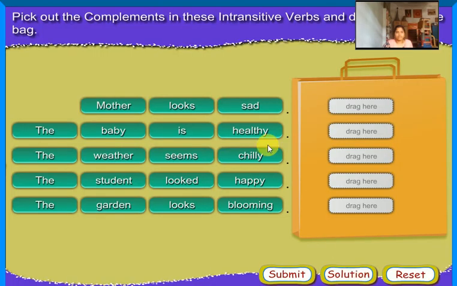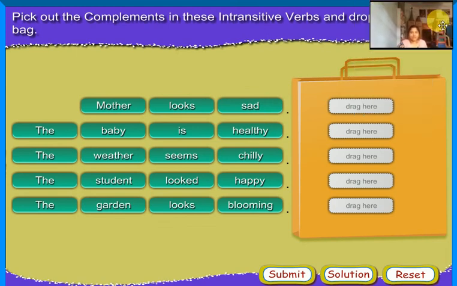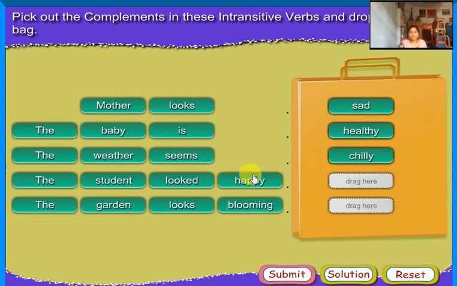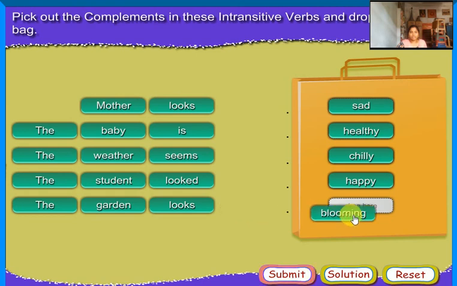Pick out the complements in these transitive verbs and drop them in the bag. Mother looks sad. Sad. The baby is healthy. Healthy. The weather seems chilly. Chilly. The student looked happy. Happy. The garden looks blooming. Blooming.